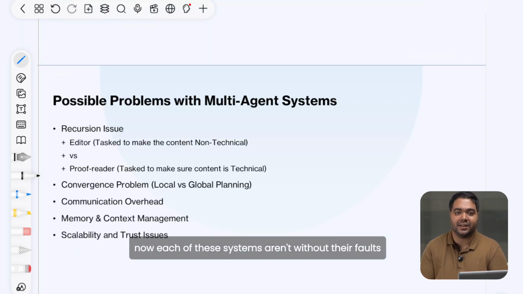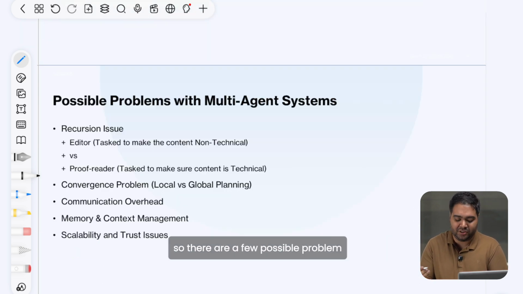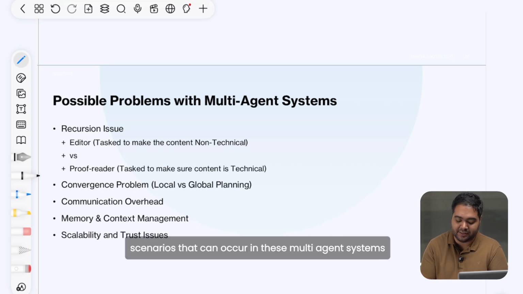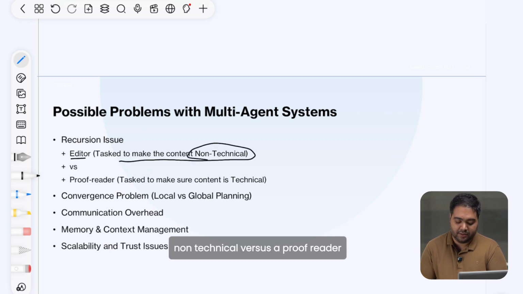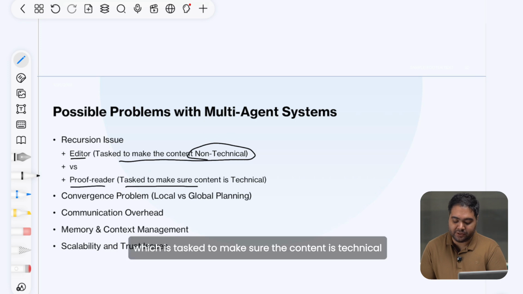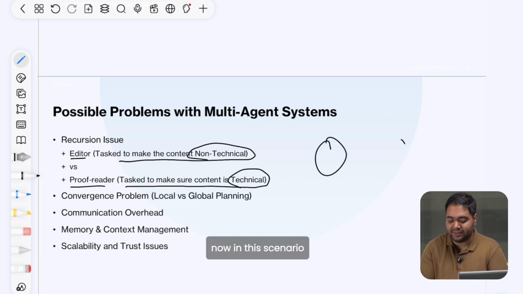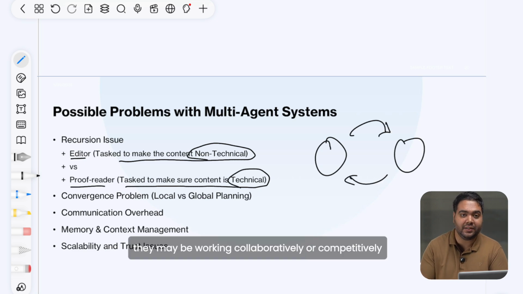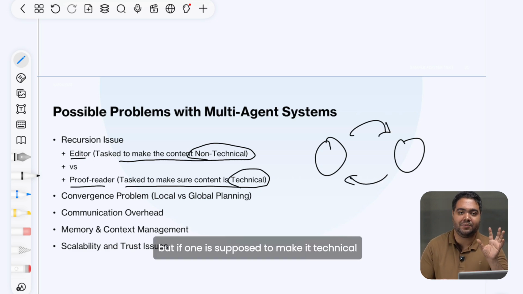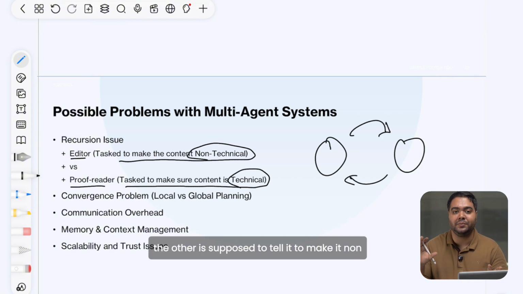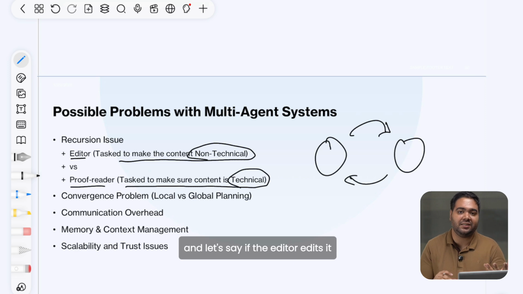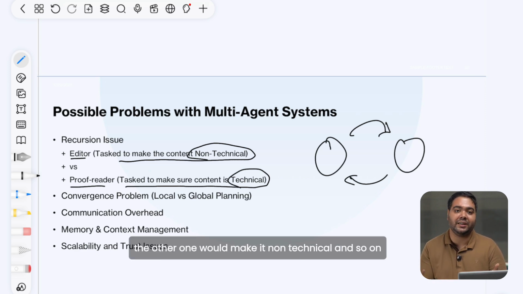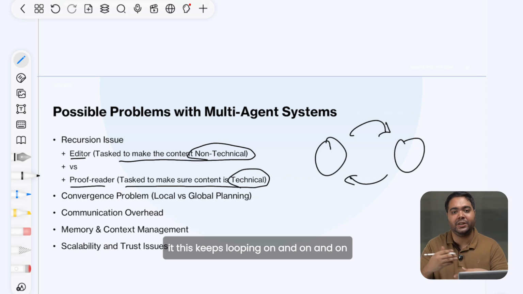Now, each of these systems isn't without its faults. So there are a few possible problem scenarios that can occur in these multi-agent systems. Like I mentioned, there is a recursion issue. For example, if an editor is tasked to make the content non-technical versus a proofreader which is tasked to make sure the content is technical. Now, in this scenario, they may be working collaboratively or competitively, but if one is supposed to make it technical, the other is supposed to tell it to make it non-technical, and these both keep clashing with each other. Let's say if the editor edits it, it will make it technical, and the other one would make it non-technical, and so on. This keeps looping on and on and on.